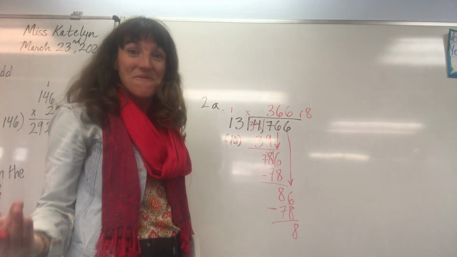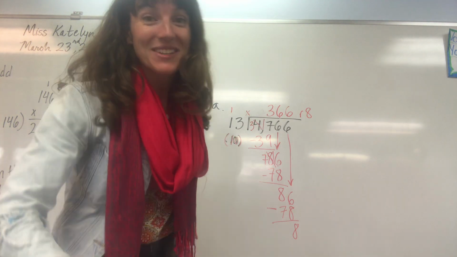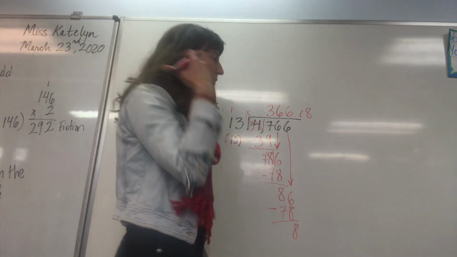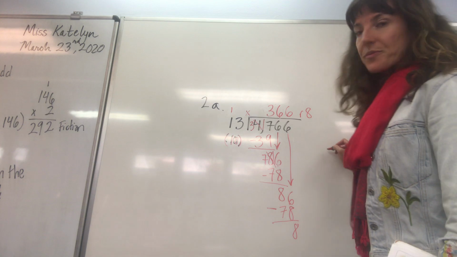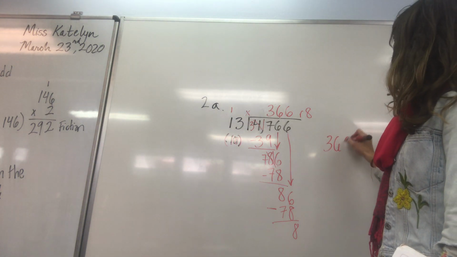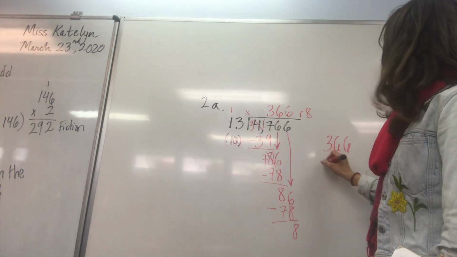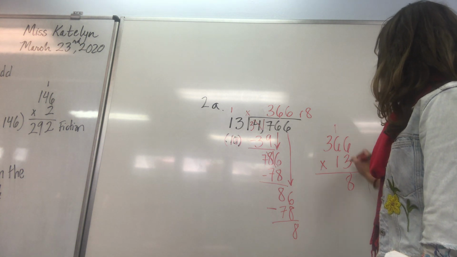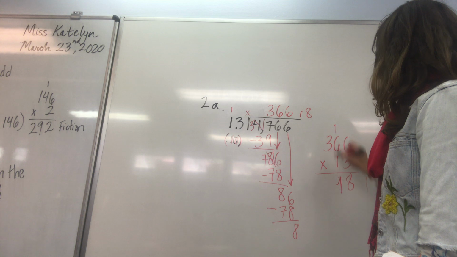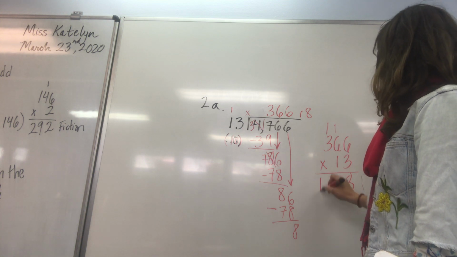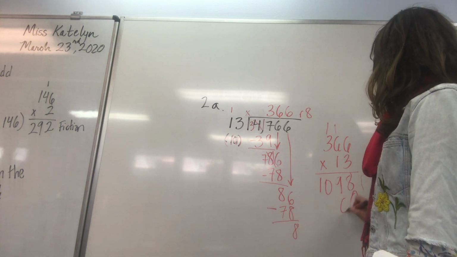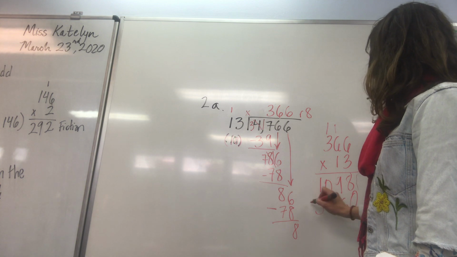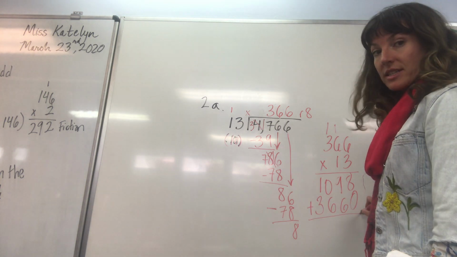This is what checks are for. You gotta check yourself before you wreck yourself. Woo! Okay, here we go. 366 times 13. 6 times 3 is 18. 6 times 3 is 18 plus 1 is 19. 3 times 3 is 9 plus 1 is 10. Placeholder 6, 6, 3. Add your partial products together.